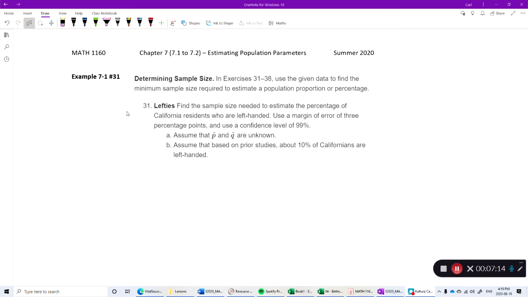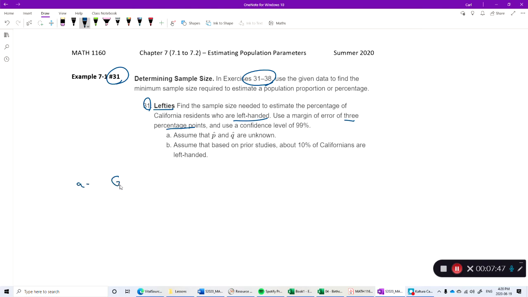Determining sample size. Question 31. So for this question, 31, use the given data to find the minimum sample size required to estimate P. So for lefties, left-handed people, find the sample size needed to estimate the percentage of California residents who are left-handed. Use a margin of error of 3 percentage points and a confidence level of 99%.